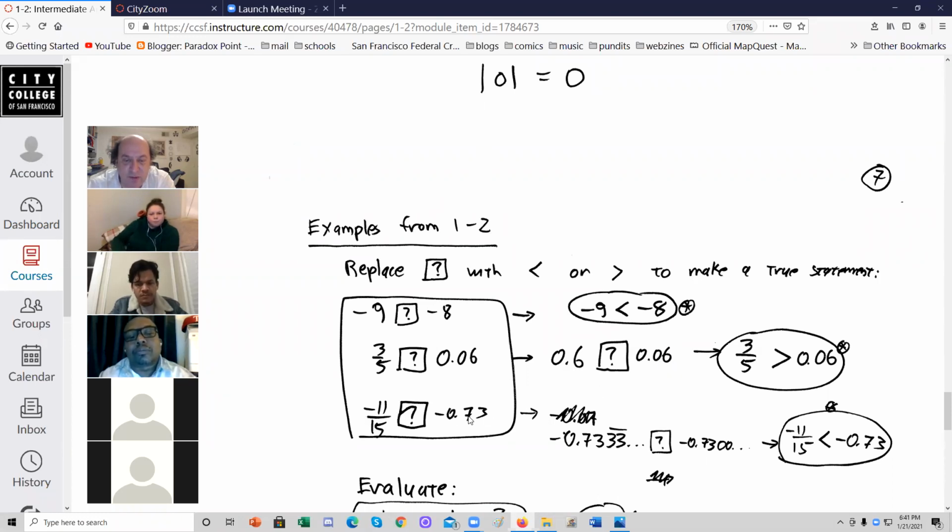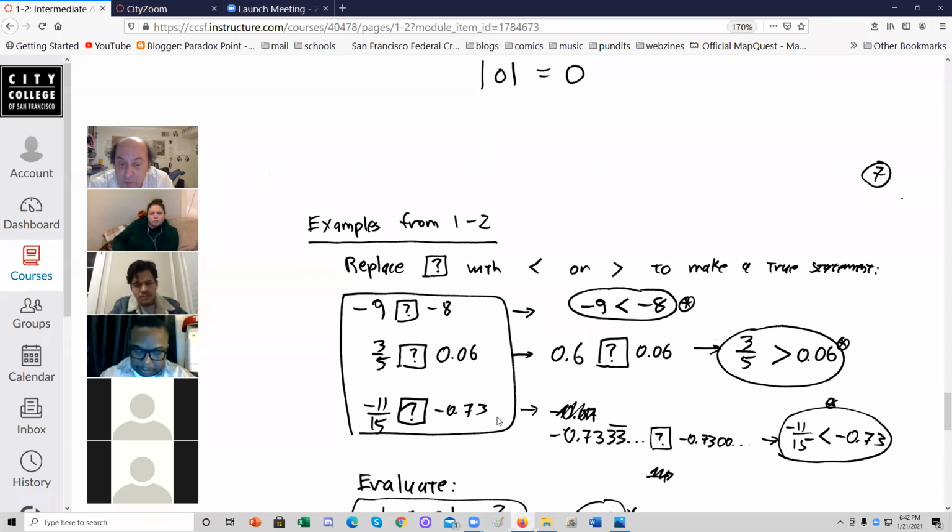How does -11/15 compare to -0.73? First, we expand -11/15 as -0.73333333. And -0.73 is -0.730000. Now, all right, careful now. Less than or greater than? Less than, because this is a bigger absolute value than this on account of the 3's versus the 0's, and because they're both negative, that reverses order. So yes, this is less than this.